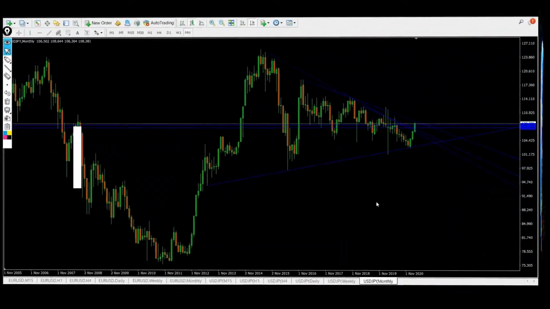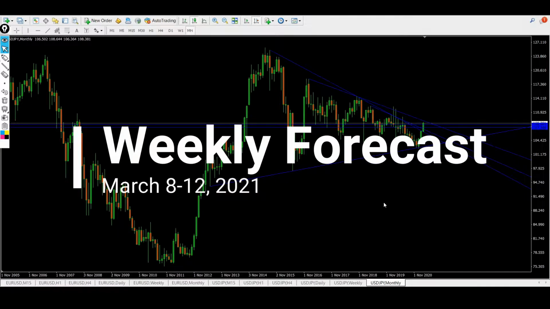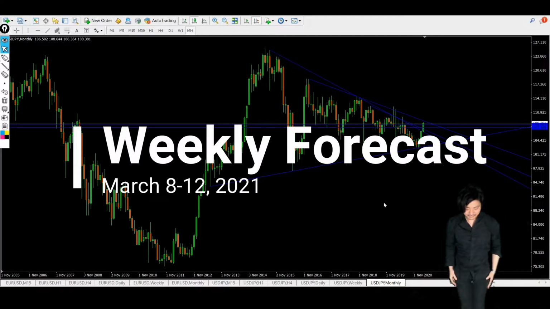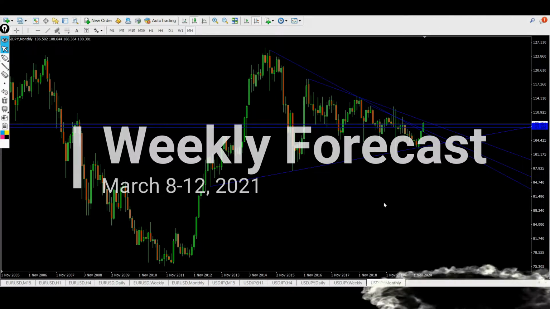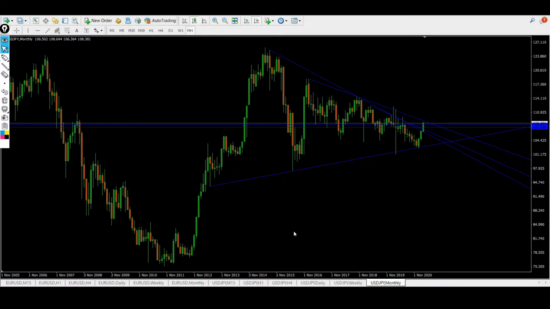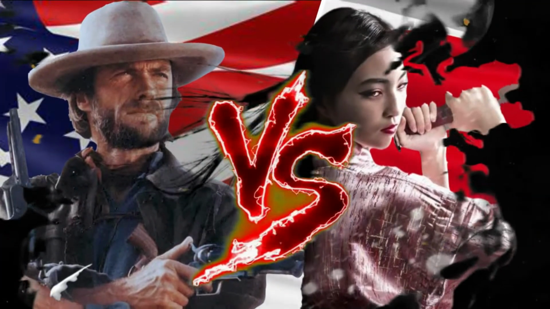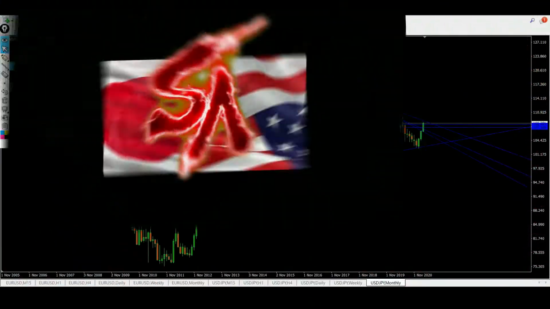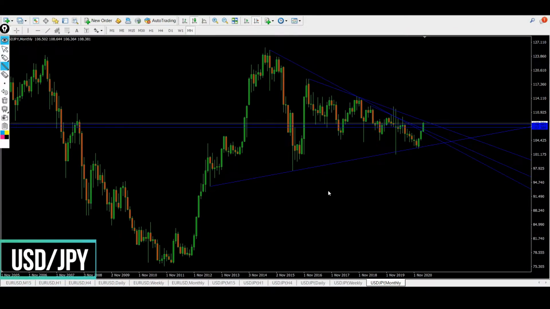Hey guys, this is a weekly forecast for March 8th through the 12th of 2021. Okay, we'll start off with the USDJPY pair. This is a monthly chart. We'll start off with an overview.